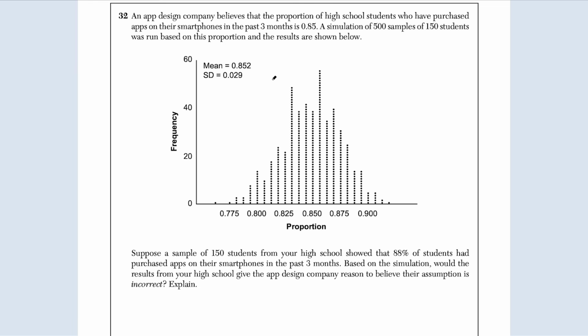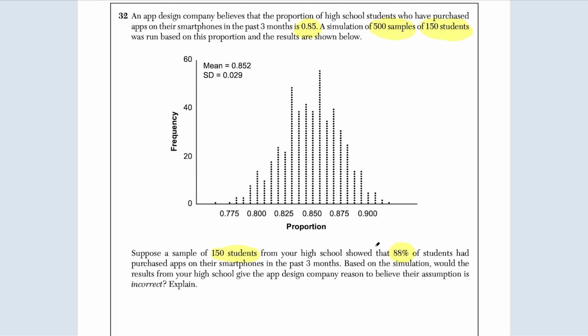Question 32, an app design company believes that the proportion of high school students who have purchased apps on their smartphones in the past 3 months is 0.85. And then we have a simulation of 500 samples of 150 students run based on this proportion, and the results are shown below. Suppose a sample of 150 students from your high school showed that 88% of the students had purchased apps on their smartphones in the past 3 months.